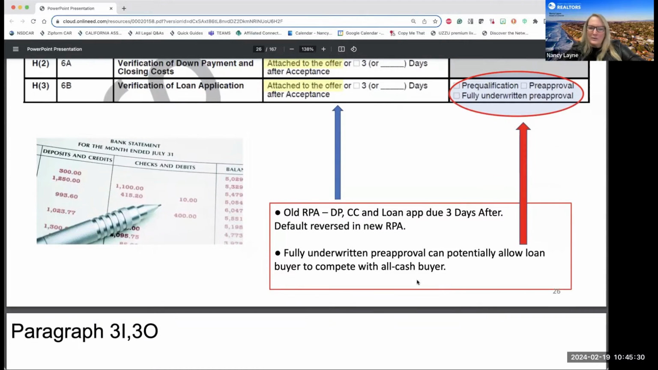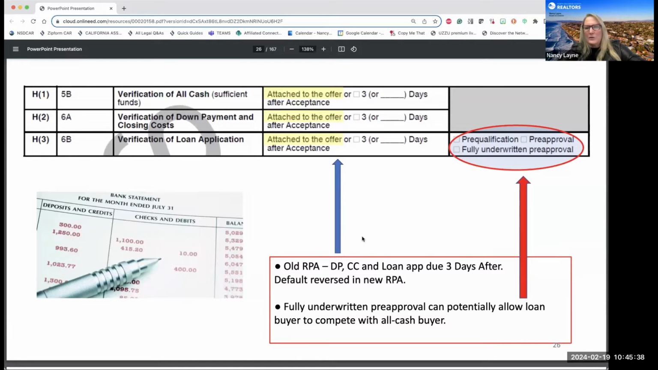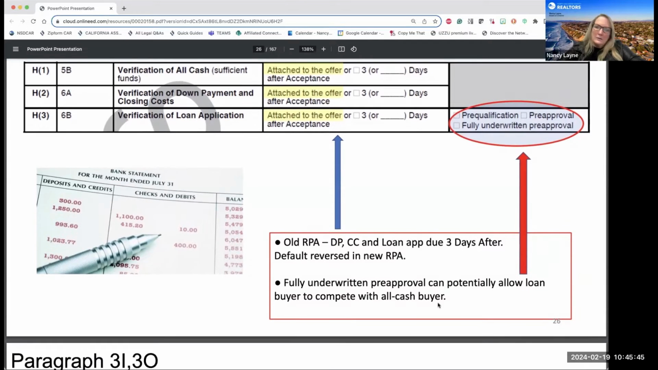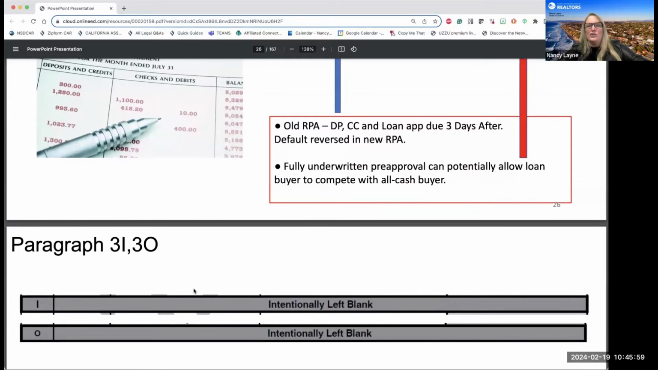And I'm not sure I agree with this, that they can potentially allow a loan buyer to compete with an all cash buyer. Yes and no. What this has with it that an all cash buyer doesn't is the appraisal. And sometimes that can be a sticking point. There are some loans out there that will waive the appraisal depending on the amount that they're pre-approved for. So technically this can be true, but again, that appraisal can be a sticking point. So just be aware that it does give you a much stronger position as well.